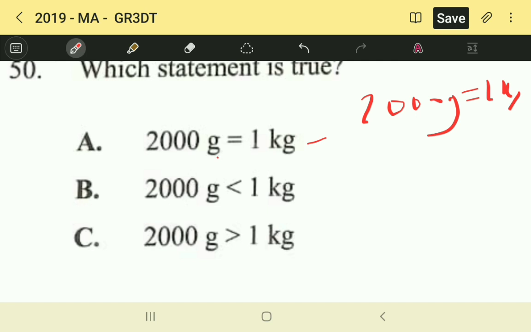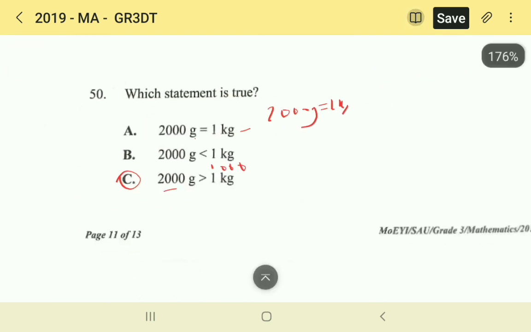2,000 gram is less than 1 kilogram. Can't be, because C says 2,000 gram is greater than 1 kilogram. True, because 2,000 is greater than 1,000. All right, moving on to the next item, 51.